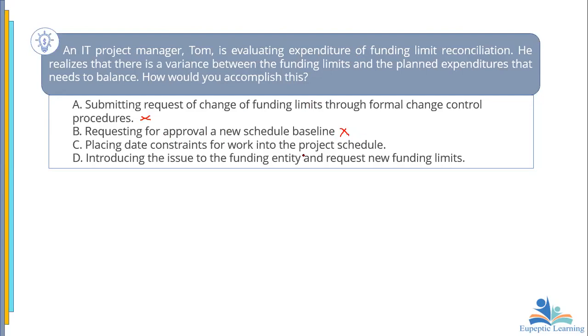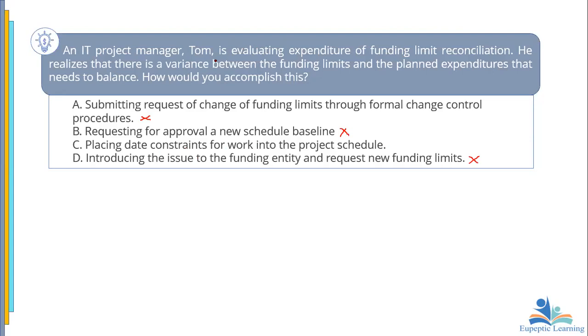Let's go to C: placing date constraint for work into the project schedule. Once there's a variance between the planned and that which you have done, then we have to go back and look at what has to be done for us to make the balancing. Introducing the issue to the funding entity and requesting a new funding limit will also not be prudent. So placing date constraint for work into the project schedule, in this particular context, will be the right thing to do. Do you get how we look at it here?